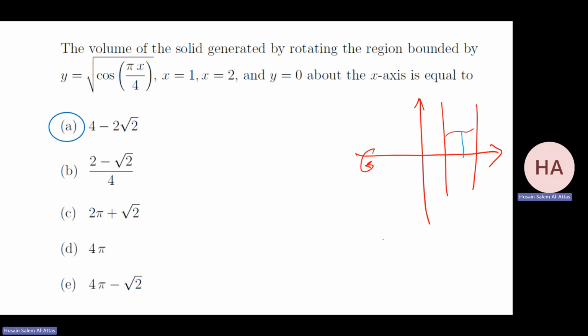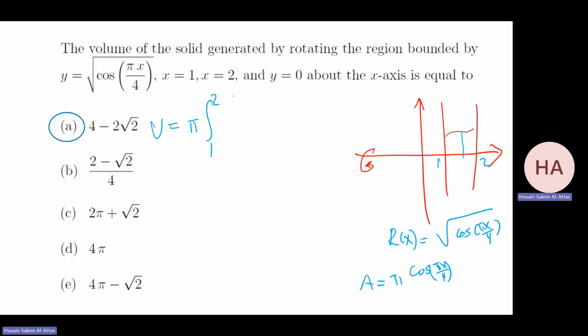So I have a disk with r of x equal to the square root of cosine of πx over 4, and the area will be π times cosine of πx over 4. And the volume from where to where? From 1 to 2, very clear. So the volume will be π times the integral from 1 to 2 of cosine of πx over 4 dx.